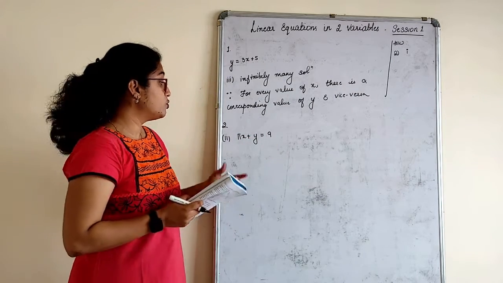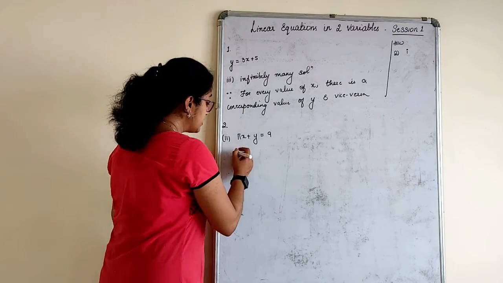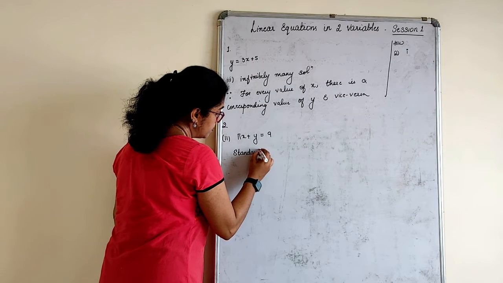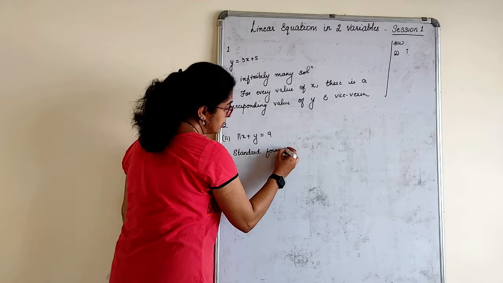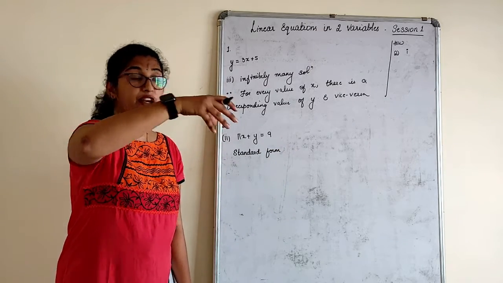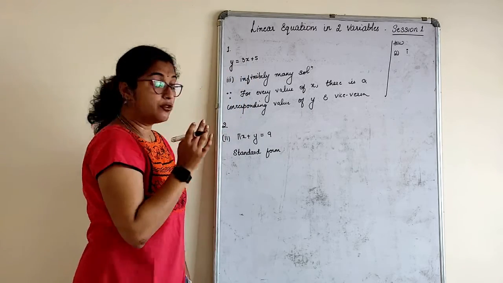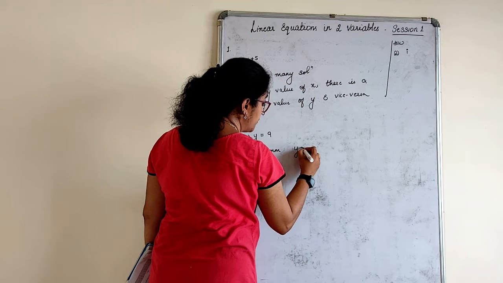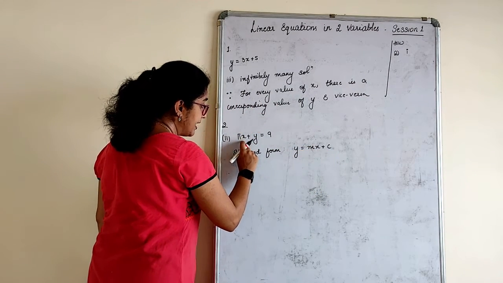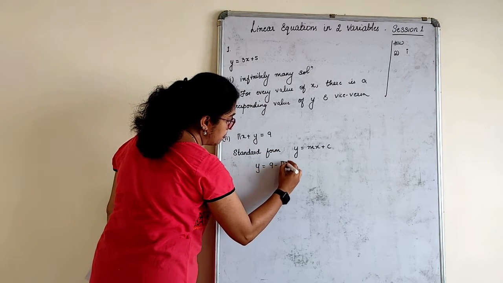Now, whenever we want to write the solution for the given equation, we follow a standard form. It is not ax plus by plus c is equal to 0 here. Why? Because for every value of x I give, I want to get the value for y. Standard form is y is equal to mx plus c. So let me arrange this. y is equal to 9 minus pi x.